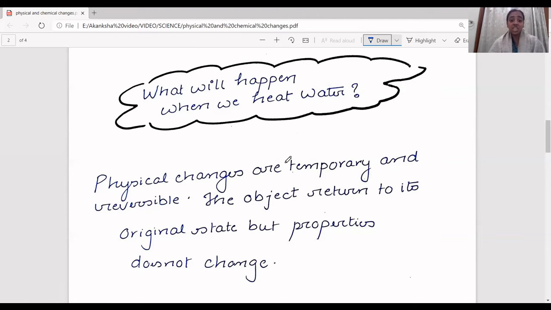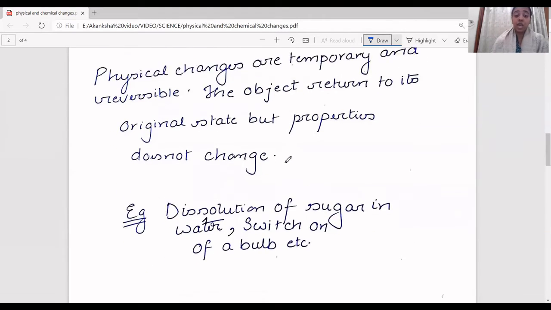So always remember, any change that is temporary, that doesn't exist for too long, or is not permanent, is called a physical change. And one more thing to keep in mind is that physical change is a reversible change. You can always reverse it, like the ice cubes were being heated and melted, and that melted water again can be converted into ice. Similarly, when you heat water, it can again go back to the normal temperature. So there are two examples.